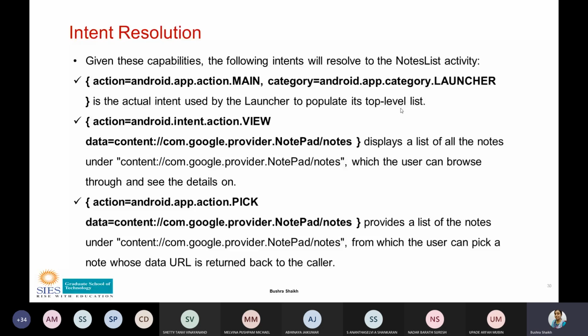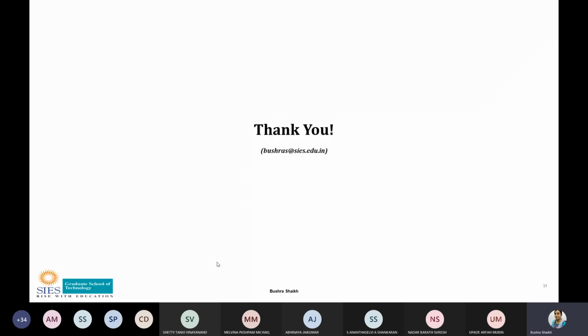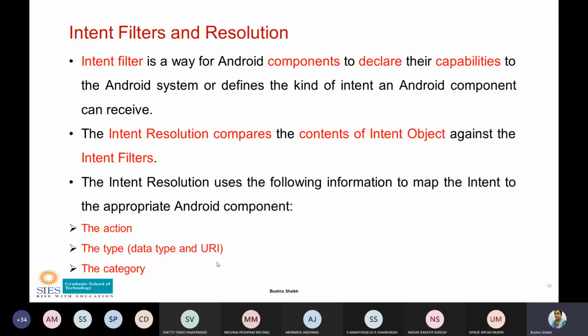If it is pick, then it provides the list of nodes under this URI from which the user can pick a node whose data URL is returned back to the caller activity. So you can think of it like we may be making use of startActivityForResult and onActivityResult, because we are returning the node which has been picked by the user to the caller activity so that it can be displayed. Just like the example of the contacts application. So with this, we have completed the first part of our third module, that is intent.